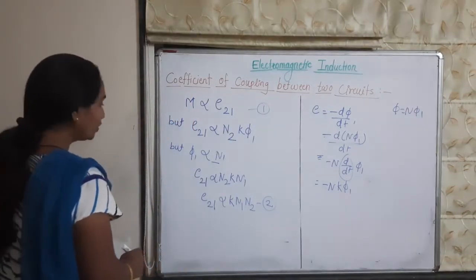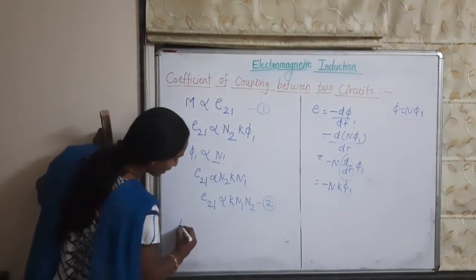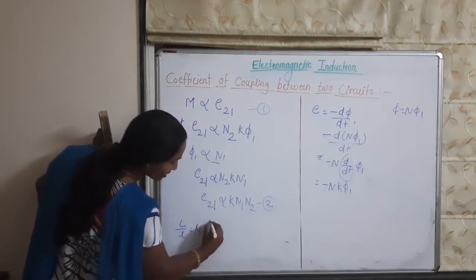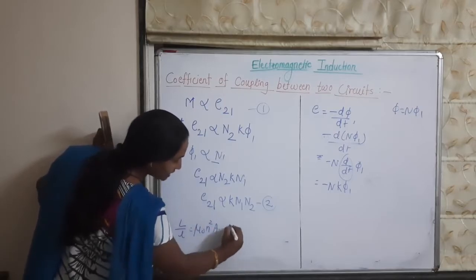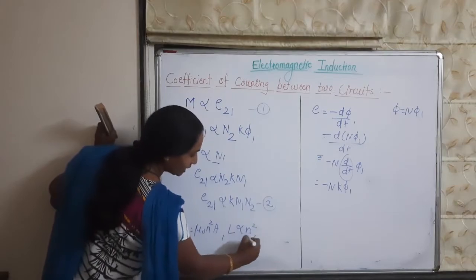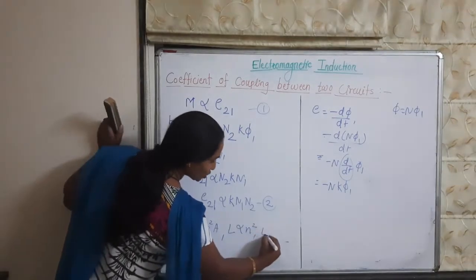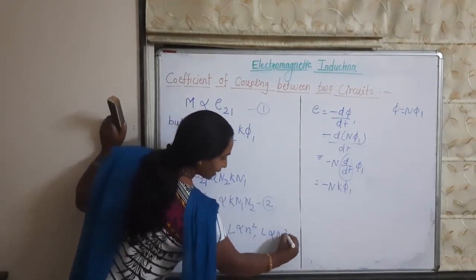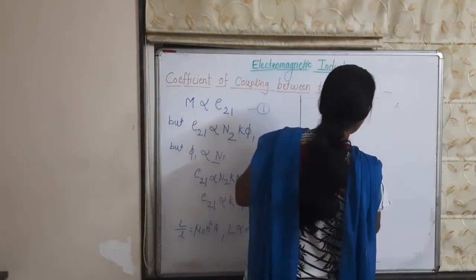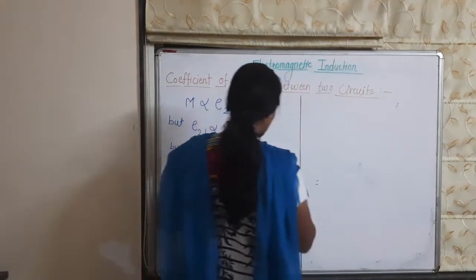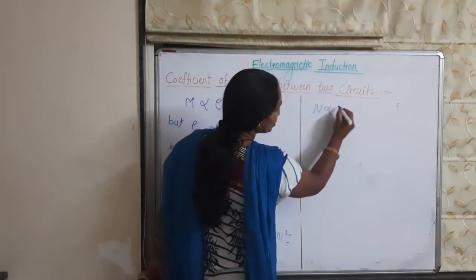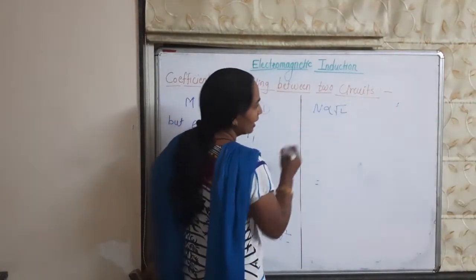But we also know the formula L upon N equals mu 0 n square A. That means this L, the self-inductance, is proportional to n square. But here we consider the capital N, so L is proportional to capital N square. This equation can be written as N proportional to the square root of L.